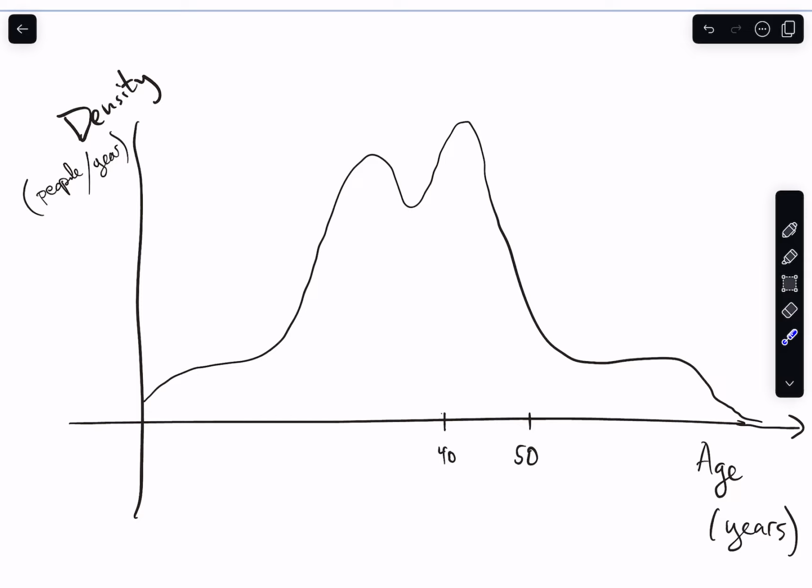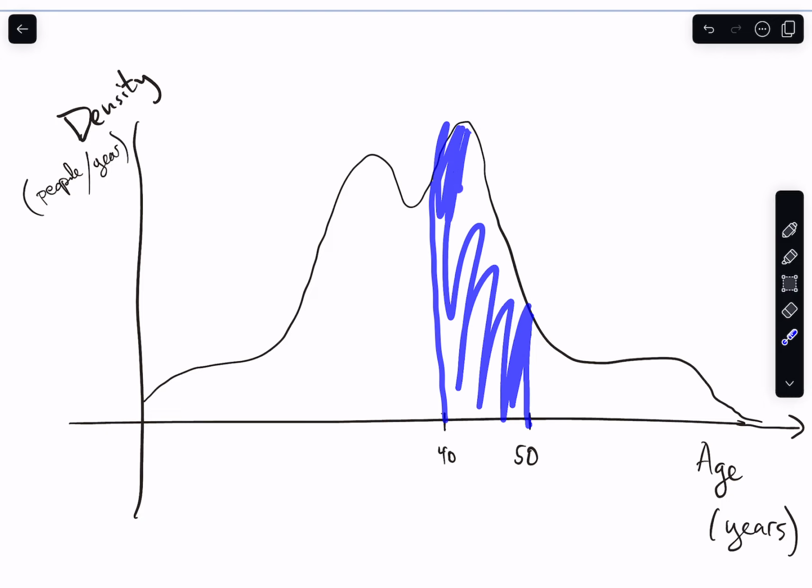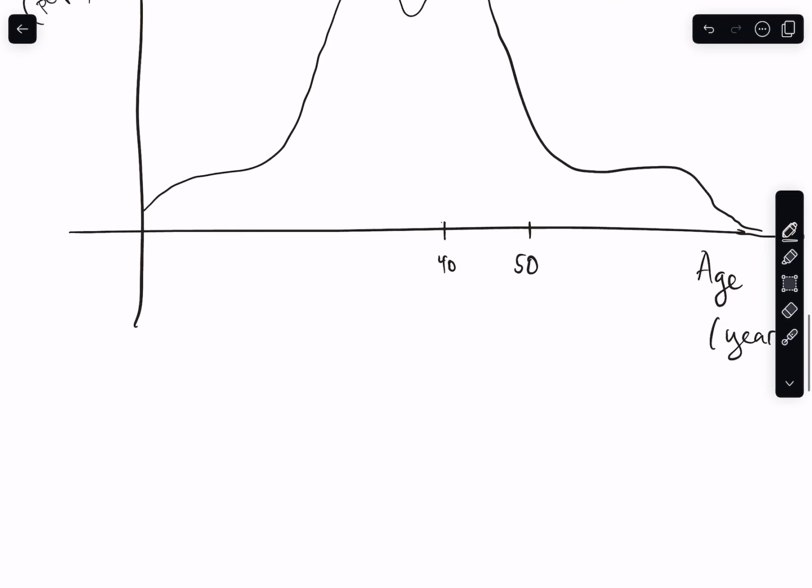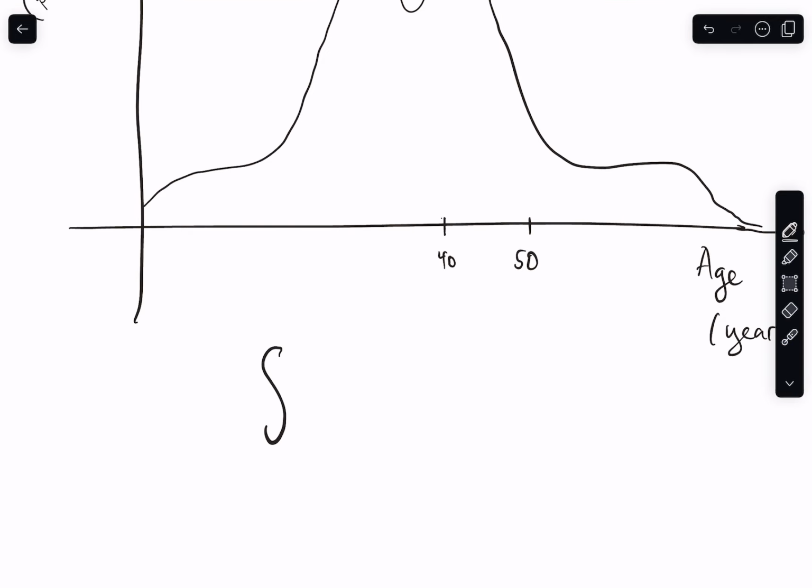Here, if you want to figure out how many people are in between the ages of 40 and 50 in this data set, you would have to find the area under that curve. That is, you'd have to compute some integral from 40 to 50. You'd have your function f of x dx, and that would be a number of people.